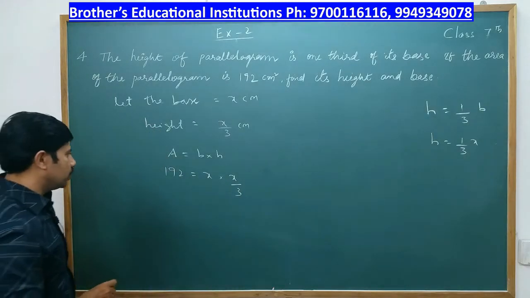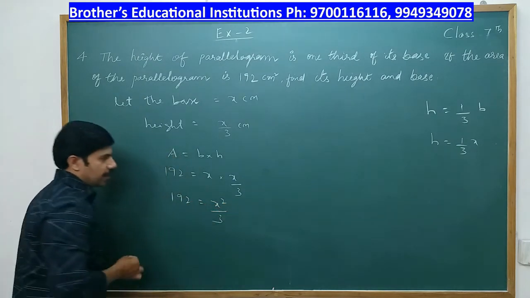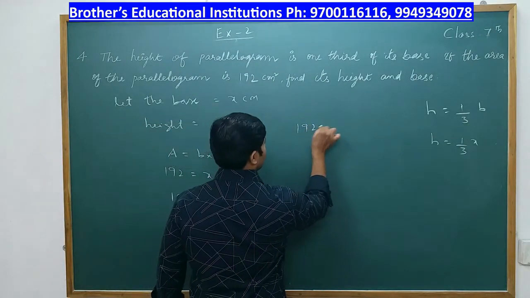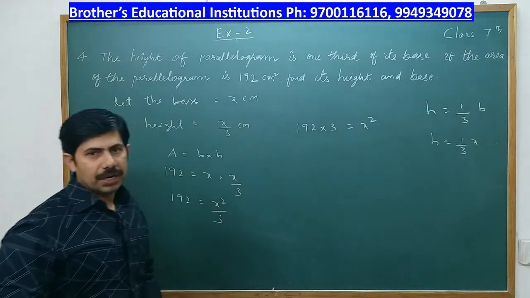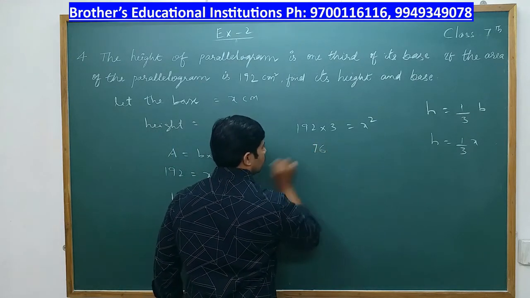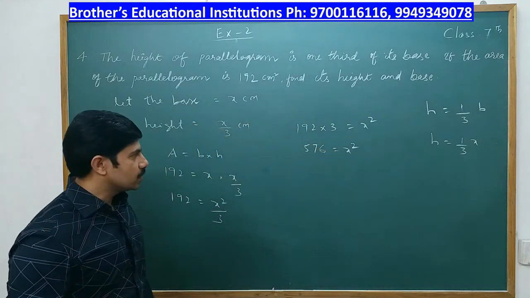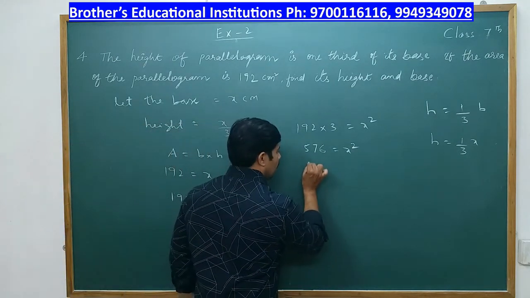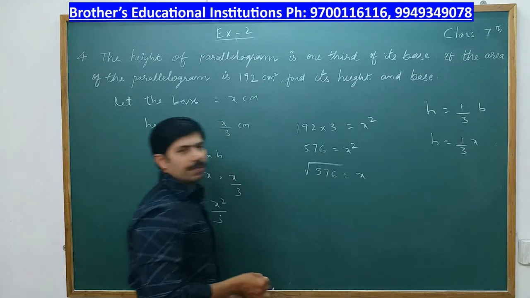So after this, 192 is equal to x square by 3. Now I just cross multiply. So 192 into 3 is equal to x square. Now I'll just multiply this. 3 2s are 6, 3 9s are 27, 3 1s are 3, so 576 is equal to x square. So how to get the value of x? x is nothing but the square root of 576.